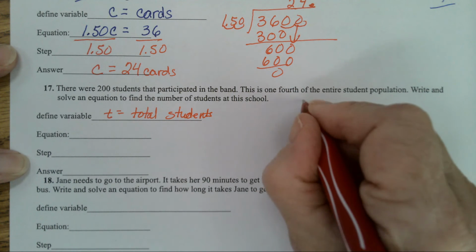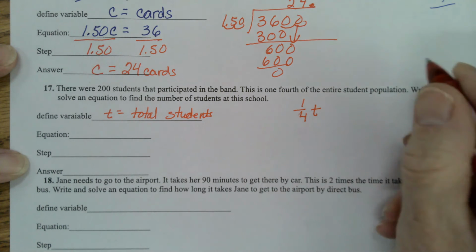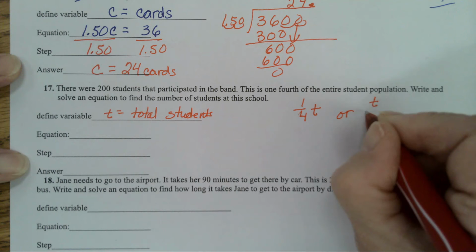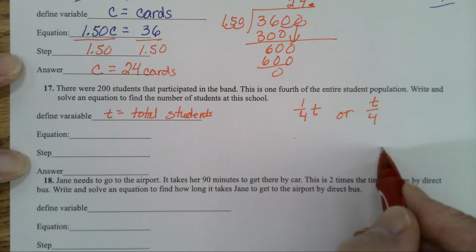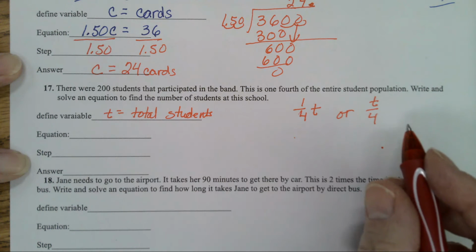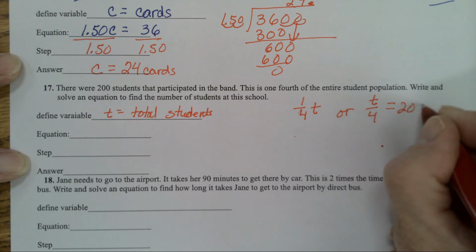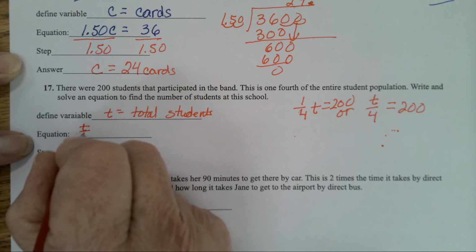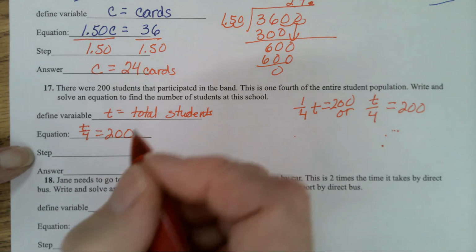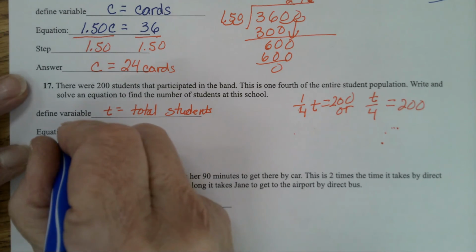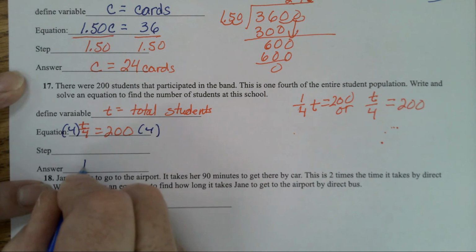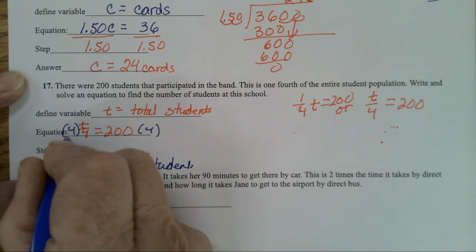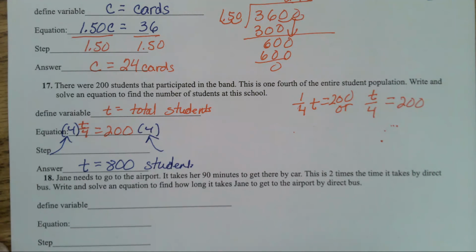Now, 1/4 T, what's another way of writing 1/4 T? T over 4. Either one of those ways would be counted right on your test, okay? So 1/4 of this total is 200. So I'm going to write it this way. T divided by 4 equals 200. What will undo dividing by 4? So you're going to multiply both sides by 4, and the answer is T equals 800. There were 800 students at the school. And this is my step right there. I just put my step up in that one as opposed to copying it again.